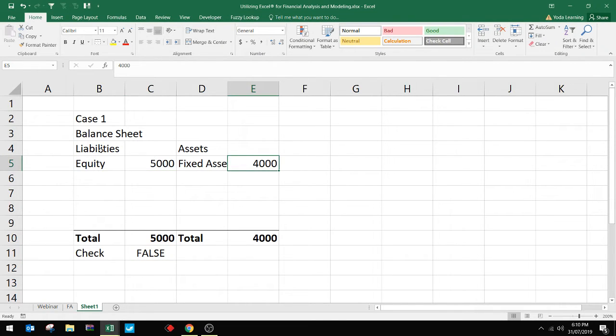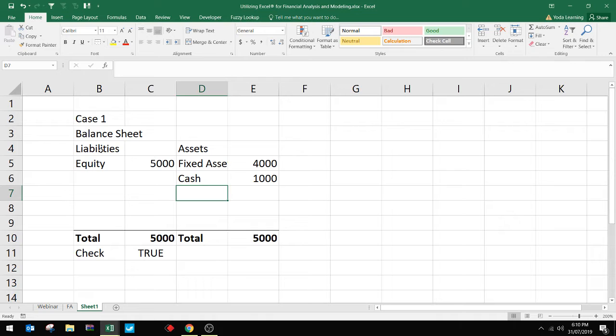So where is the remaining 1,000? That's in cash. So type in cash and then type in 1,000. The moment you press enter, your balance sheet will tally. Now that is the status of the balance sheet at the beginning of the year.